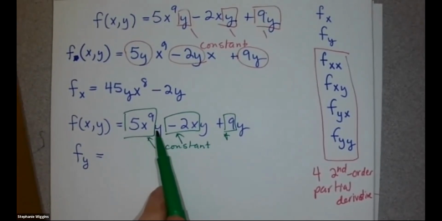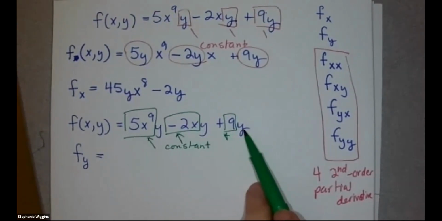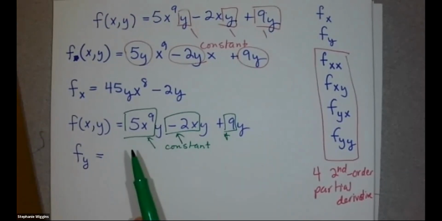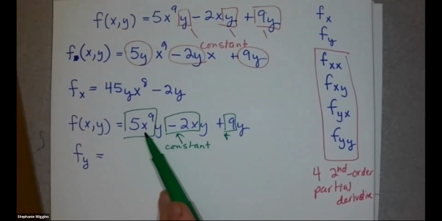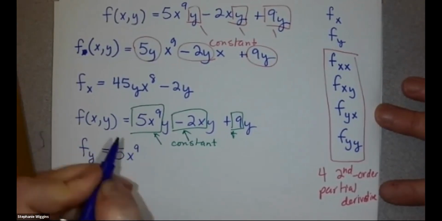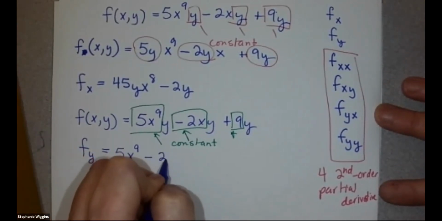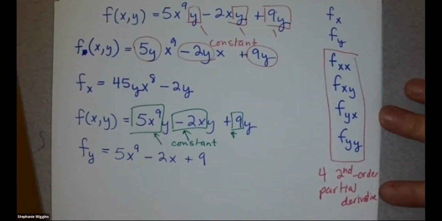So I have a constant times y, a constant times y, and a constant times y. In each case, those are linear because the power on y is just 1. So I just have the constants when I differentiate, right? So this becomes 5x to the 9th minus 2x plus 9. Does that make sense? Any questions there?